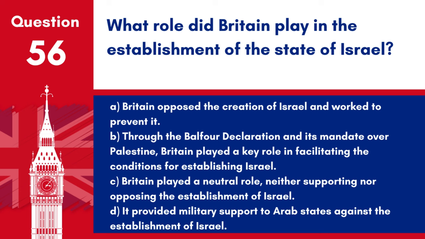A. Britain opposed the creation of Israel and worked to prevent it. B. Through the Balfour Declaration and its mandate over Palestine, Britain played a key role in facilitating the conditions for establishing Israel. C. Britain played a neutral role, neither supporting nor opposing the establishment of Israel. D. It provided military support to Arab states against the establishment of Israel.